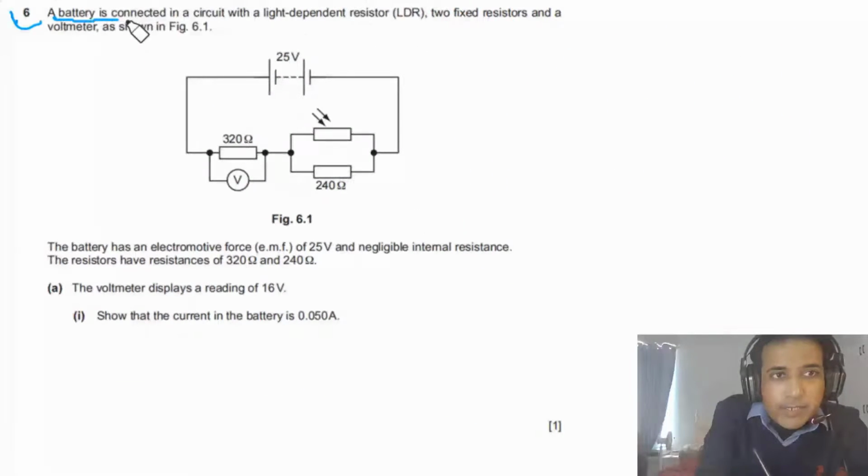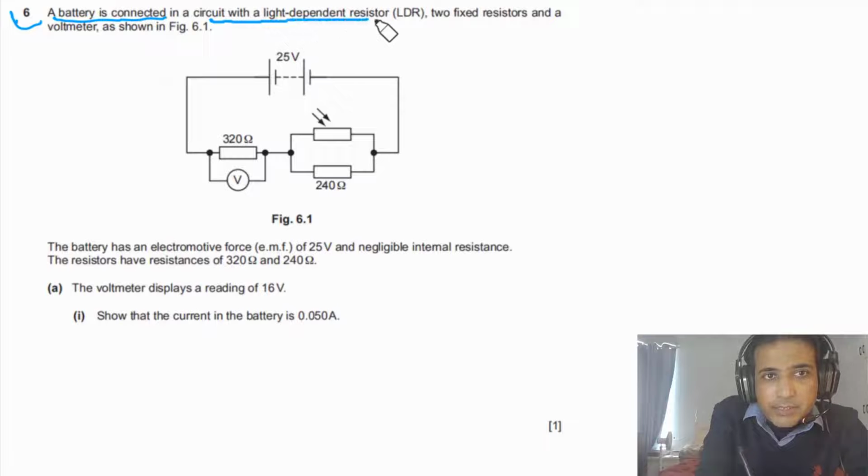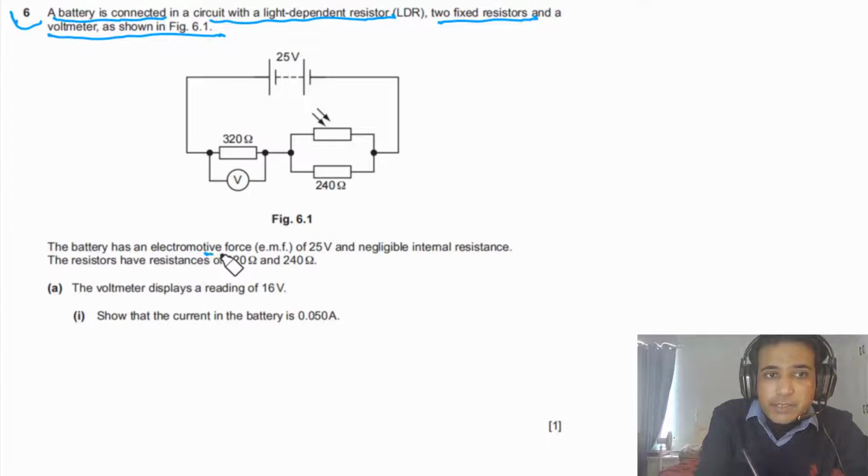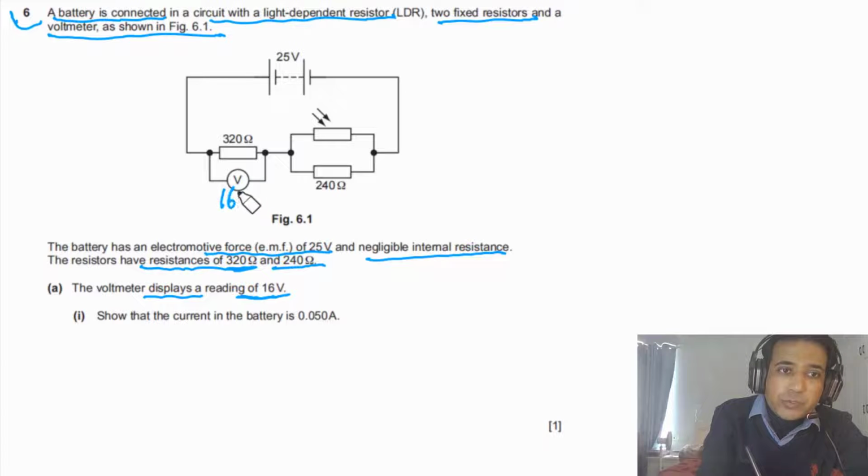Question 6 says a battery is connected in a circuit with a light dependent resistor, 2 fixed resistors and a voltmeter as shown in figure 6.1. The battery has an electromotive force of 25 volts and negligible internal resistance. The resistors have resistances of 320 ohms and 240 ohms. The voltmeter displays a reading of 16 volts. Mean, the reading on this voltmeter is 16 volts. Show that the current in the battery is 0.050 amps.